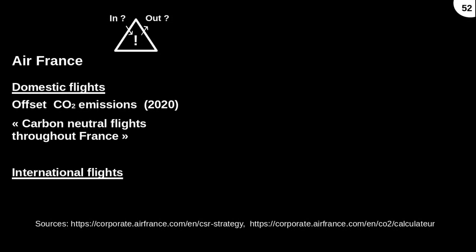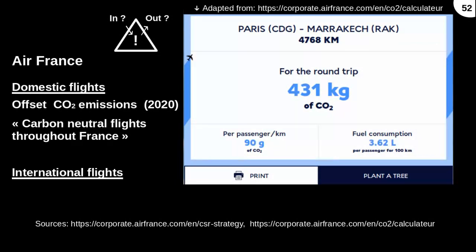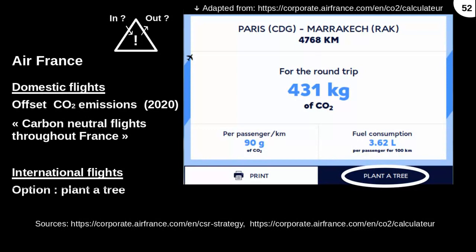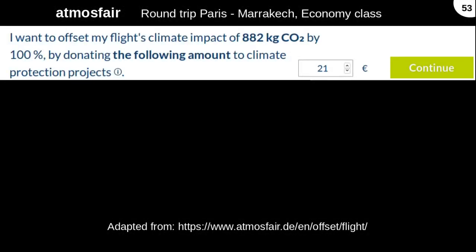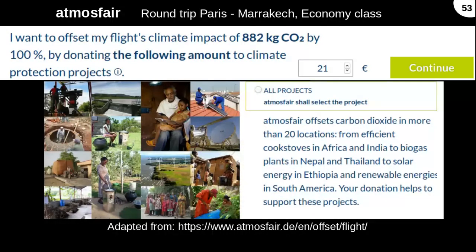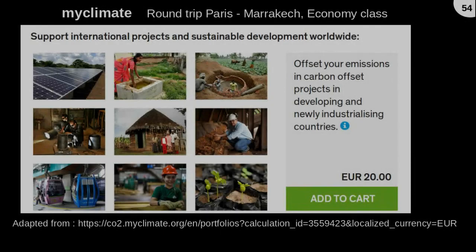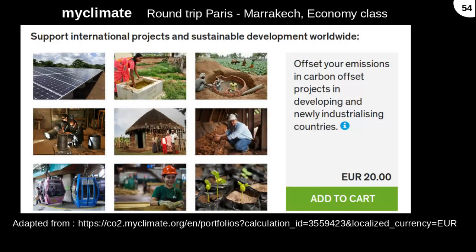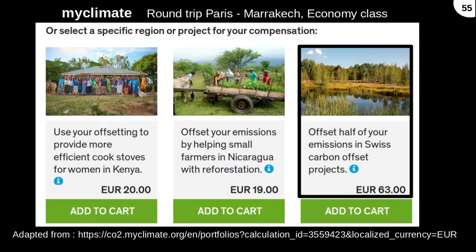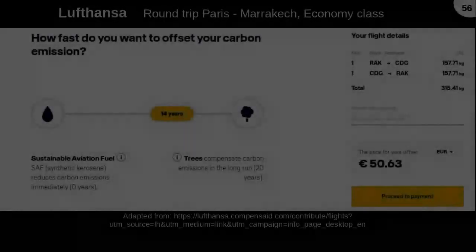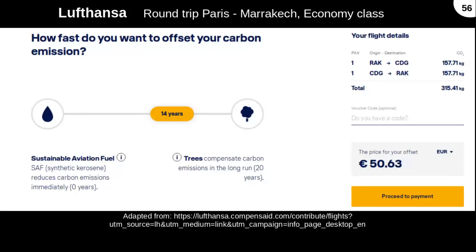For international flights, for example from Paris to Marrakesh, there is an option for travelers to plant trees. And a footnote honestly informs you about the upstream emissions of the fuel. For the same flight, Atmosphere offers offsetting the flight's climate impact for 21 euros. And you can either let Atmosphere choose one of the ongoing projects or choose a specific project you want to fund. My Climate offers offsetting this flight for 20 euros. But you can also choose among options, and it's more expensive if half of your funds goes to a Swiss project. The offsetting system by Lufthansa offers you a compensation for 51 euros.